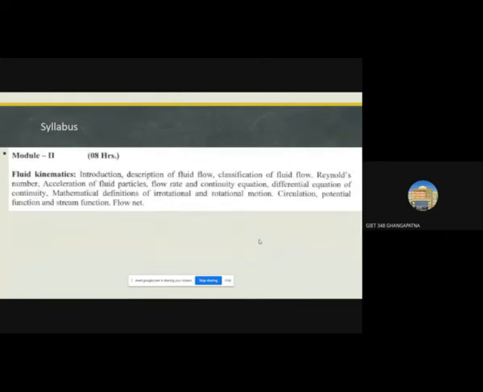Similarly, we have fluid kinematics, you can see in module 2. I am not going into depth presently. In fluid kinematics, we will read about Reynolds number, then the continuity equation, then the problems on potential function and stream function, very easy. You will find all the problems very interesting also. At most, I will try to make your concepts clear in fluid mechanics, such that you can solve any kind of problem in fluid mechanics. And this is a very interesting and important subject for mechanical engineers.